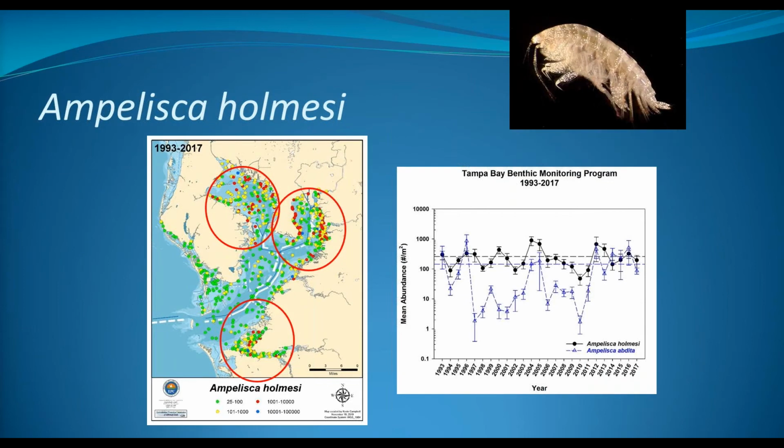Next slide. One of the most abundant crustaceans that we find is the amphipod Ampelisca holmesii. And again, that tends to also be in your siltier sediments, up in Hillsborough Bay and Old Tampa Bay, Manatee River, Terra Ceia Bay portion. And this population's been fairly consistent over time.